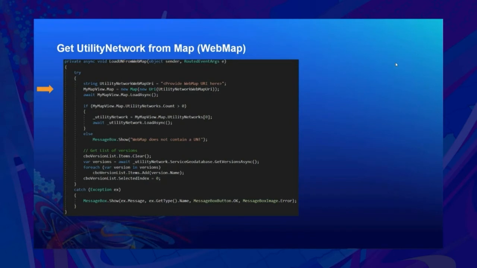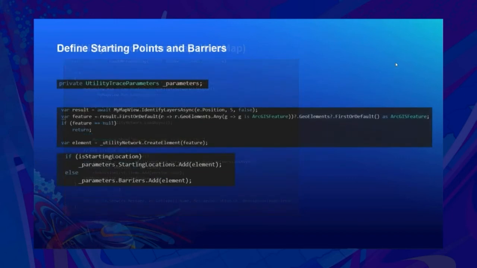We start by creating a new map referencing a web map containing the utility network layers we are interested in. Then we await load async on the map. We verify that the map contains at least one utility network. We get a reference to that utility network and await load async on it. On the Service Geodatabase, we call getVersions_async and populate the results in a combo box.